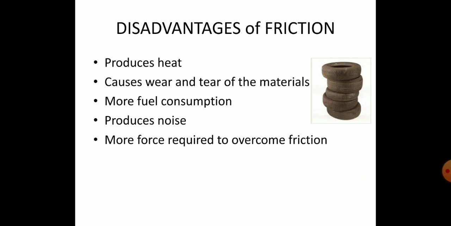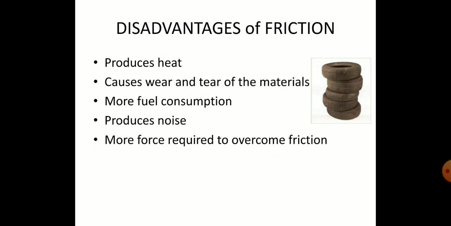Then another example is the noise you get from the gates. You have the gate at your house, no? After long usage, there will be noise coming when you are opening the gate. So what will we do? We will apply oil at the hinges. Hinges means the joints of the gate. Then the noise will be reduced. So the disadvantage of the friction is it will produce noise, and we have to apply more force to overcome the friction. We have to apply more force to overcome this friction also. So it is also a disadvantage.